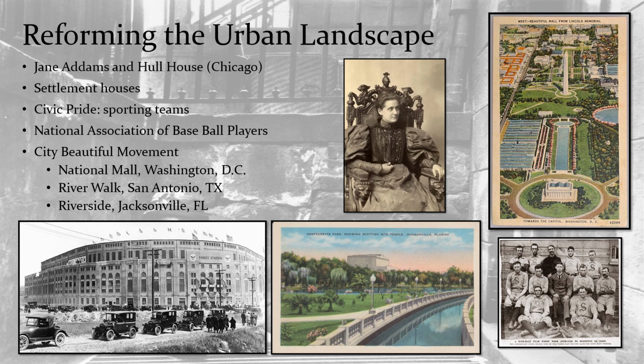The City Beautiful movement is a major progressive movement throughout the country, but it pushes for open spaces, gardens, trees, parks, where people can go and be in nature and away from the ugly buildings, tenement houses, and all of that of the city. The idea was it was a park-like environment for you to enjoy yourself. Riverside in Jacksonville has Confederate Park, as you see in the bottom middle postcard. That was part of the City Beautiful movement. The National Mall in Washington, D.C. is another aspect of that. And the Riverwalk in San Antonio, Texas is another example.